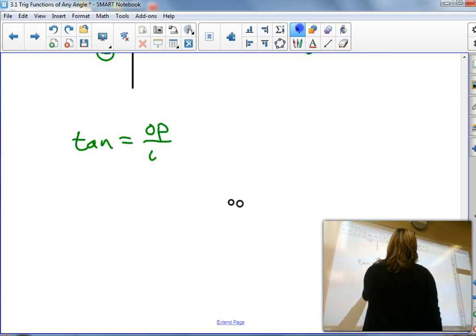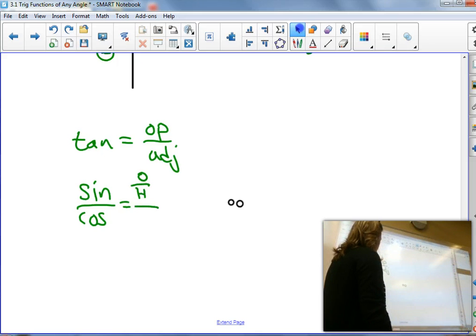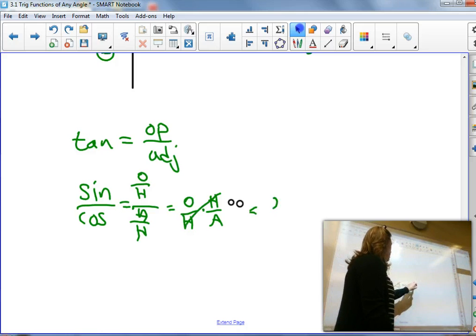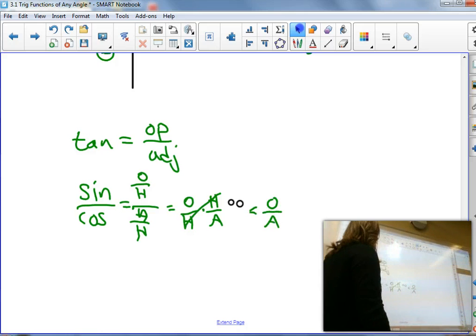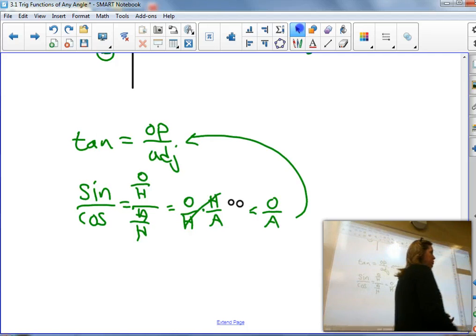Tangent equals opposite over adjacent, right? So what happens if I divide sine by cosine? The sine was opposite over hypotenuse. The cosine was adjacent over hypotenuse. Remember how you divide fractions? You don't have to write this down. You flip and multiply, right? So opposite over hypotenuse times hypotenuse over adjacent. You get opposite over adjacent. So if I divide the sine by the cosine, I get what I've defined as the tangent. So tangent is opposite over adjacent. It's also equal to the sine divided by the cosine. And that's important to know because we're going to need it when we're calculating the tangent in our unit circle.